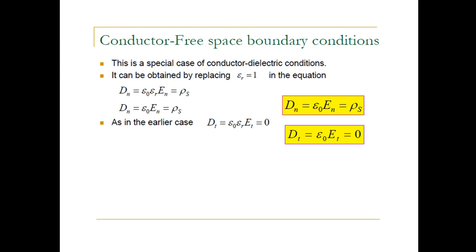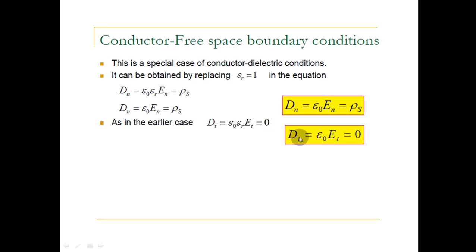Now if we consider the conductor-free space boundary condition, it will be much easier. That is a special case of the conductor-dielectric condition, and it can be obtained by replacing εr equal to 1 in the equation Dn is equal to ε0 into En, the normal component of electric field, which is equal to rho s, the surface charge density. So the normal component of the displacement vector is equal to the surface charge density, and the tangential component of the displacement vector is equal to 0.